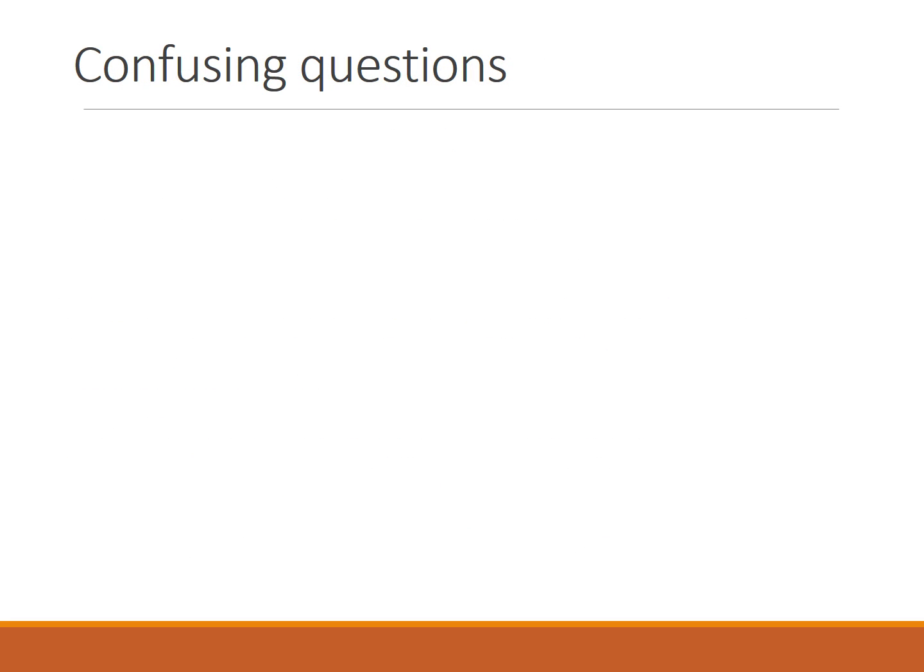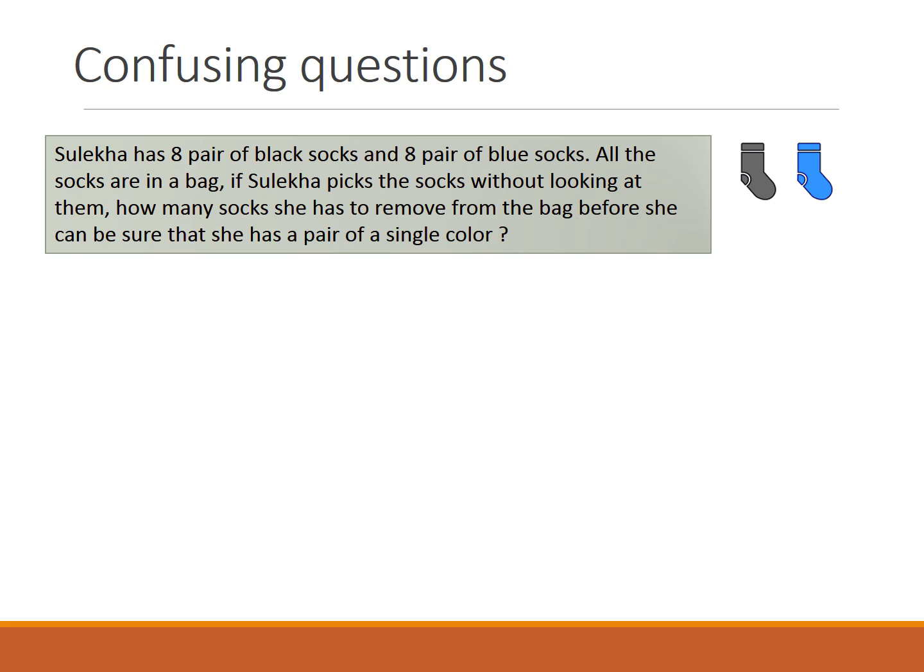So let's look at the third difference, that is about the confusing questions. So we have a question about the pair of socks. Here the question says that Sulekha has 8 pair of black socks and 8 pair of blue socks. If all the socks are put in a bag and if she has to pick the socks without looking at them, how many socks does she have to remove from the bag before she can be sure that she has a pair of a single color?